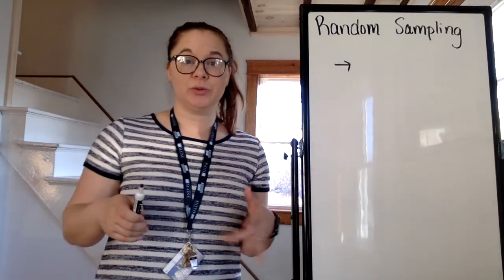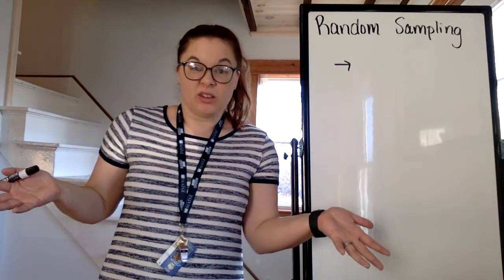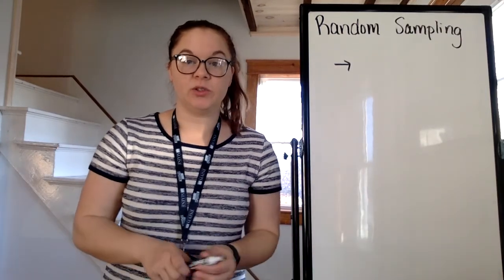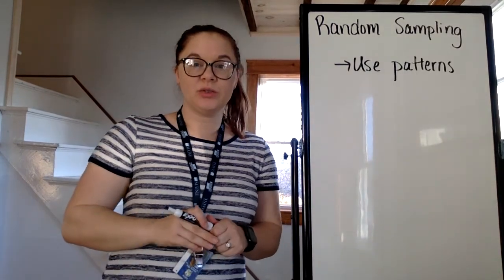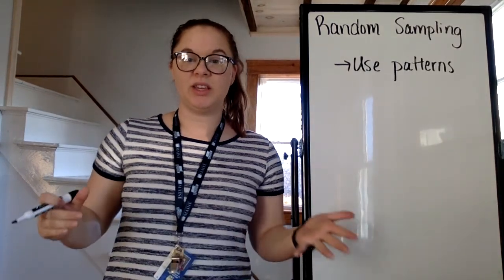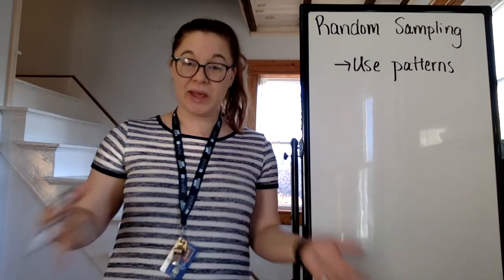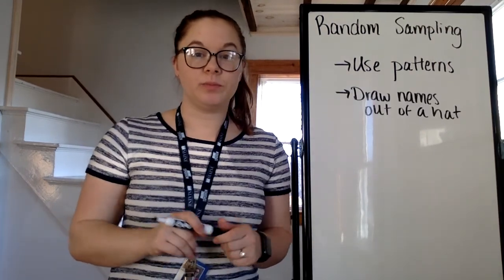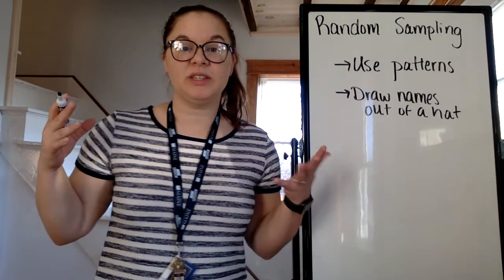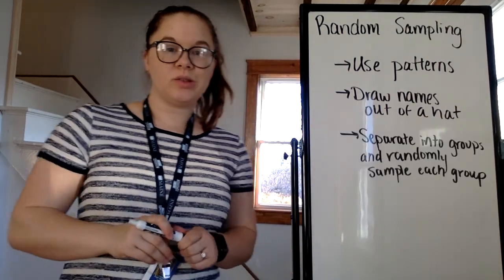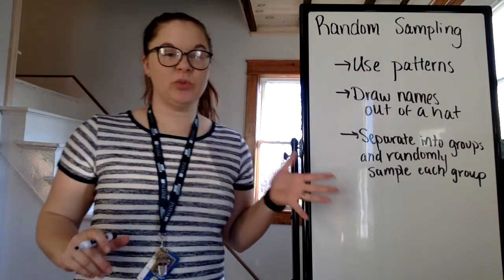If you were going to ask, what's your favorite food that Mount Jefferson Junior High serves? You could ask every 4th person that enters the gym. Another way is to use a method where everyone has an equal chance of being selected, like drawing names out of a hat. You could also divide the population into groups, like by grade level, and then randomly select people from each group. So these are 3 ways to get a really good random sample.